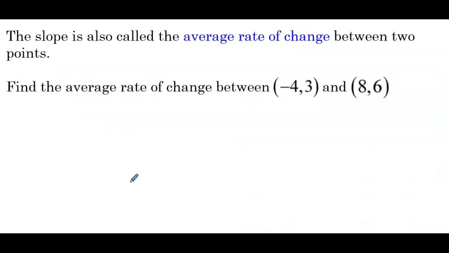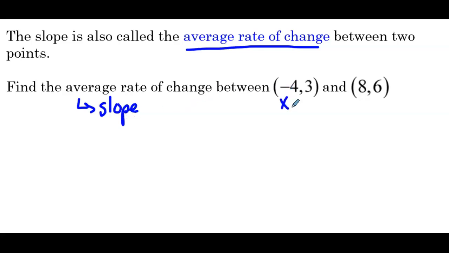The slope is also called the average rate of change. This is vocabulary that you will hear often, especially as this course continues to proceed or you get into higher level math courses. So if you're ever asked to find the average rate of change between 2 points, all you're doing is finding the slope. So find the average rate of change between (-4, 3) and (8, 6). All we gotta do is remember that average rate of change means slope.